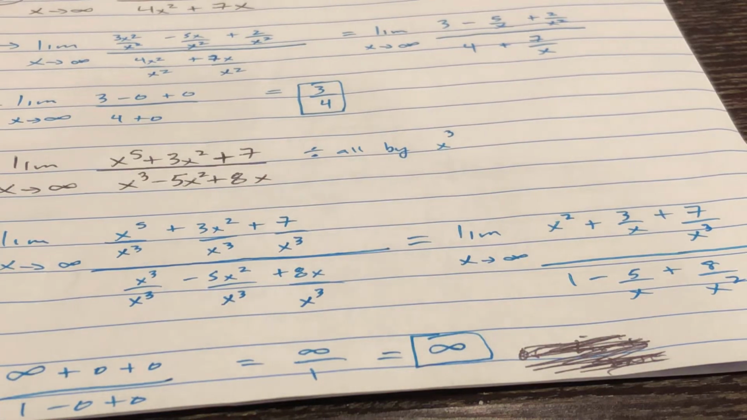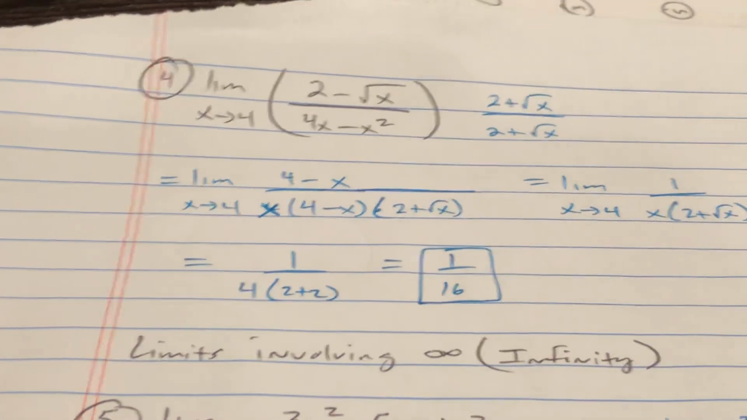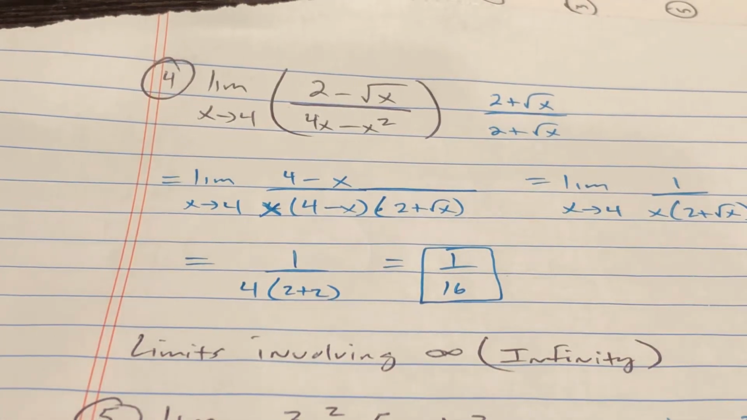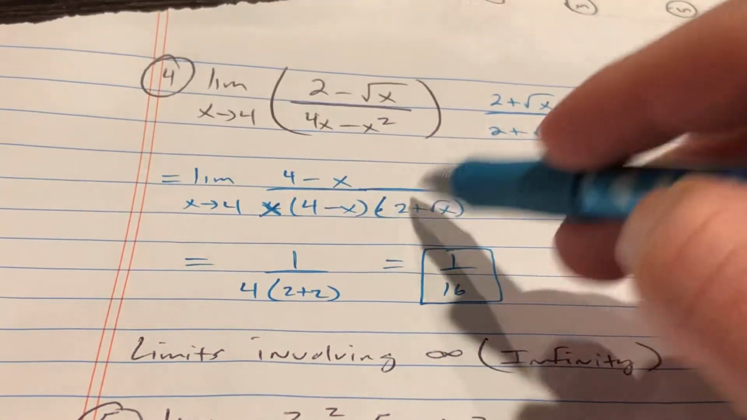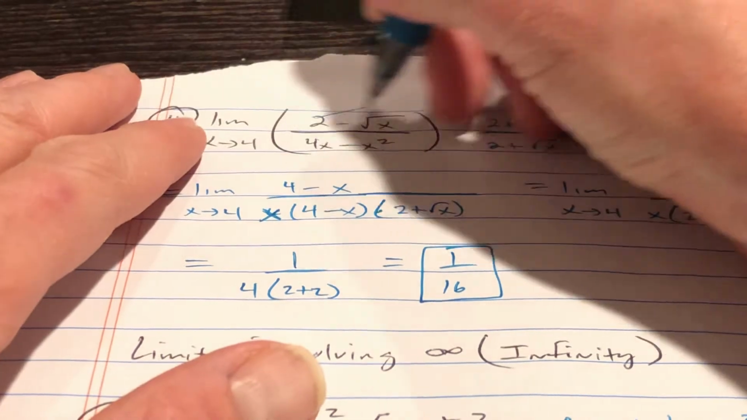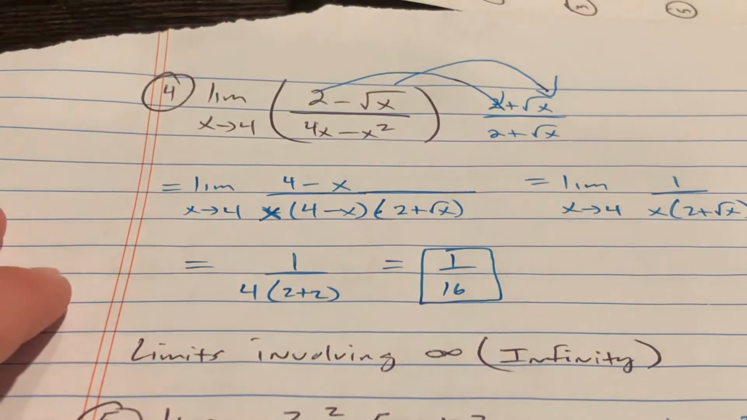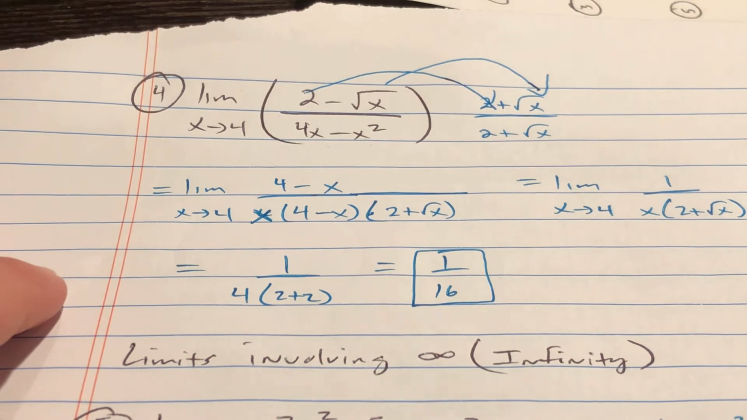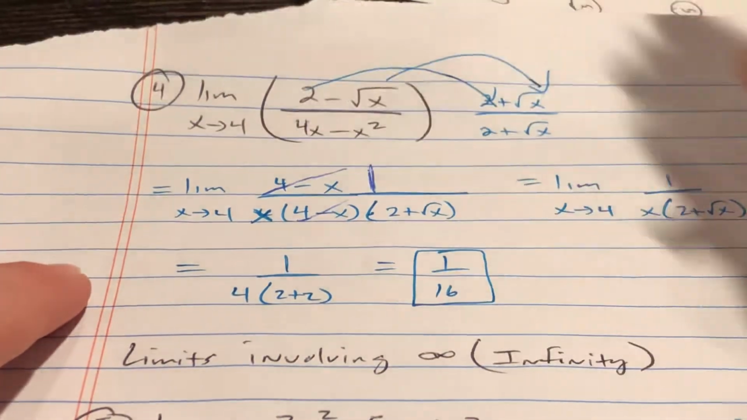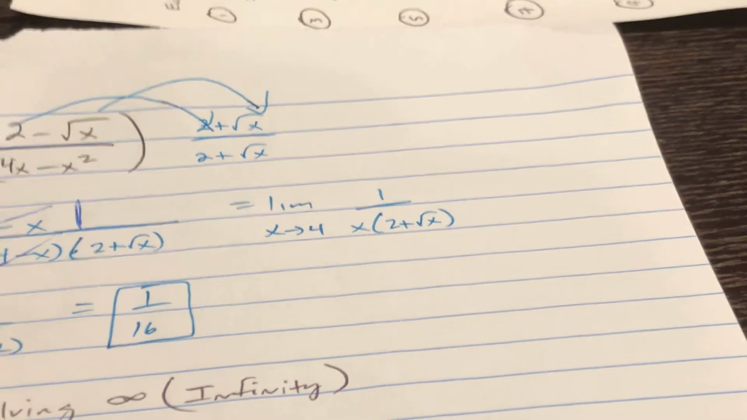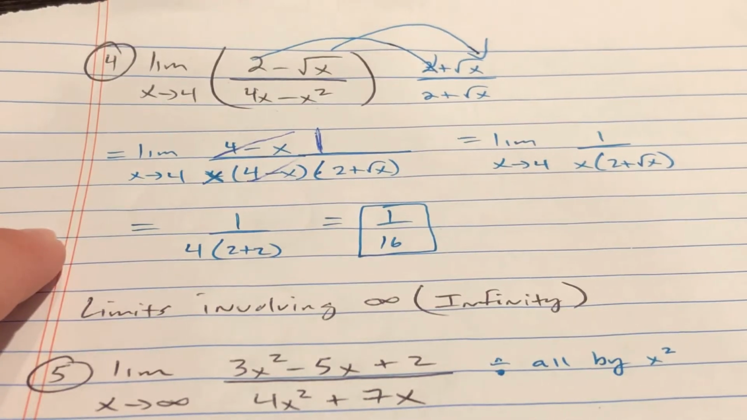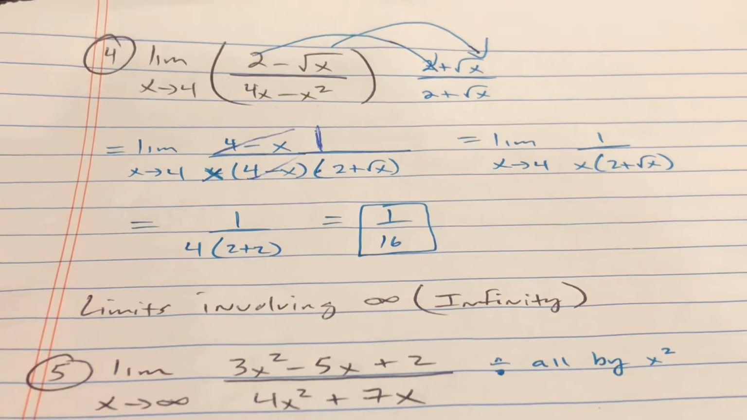All right, so on 4, I'm going to multiply top and bottom by 2 plus root x. While also, I'm going to factor out the x that these two have in common, leaving me with 4 minus x. Up top, I'm going to have 2 times 2, 4 minus x. 4 minus x literally cancels. Again, you're left with 1 over x times 2 plus root x, so plug 4 in for x. Square root of 4 is 2, so 1 over 16.